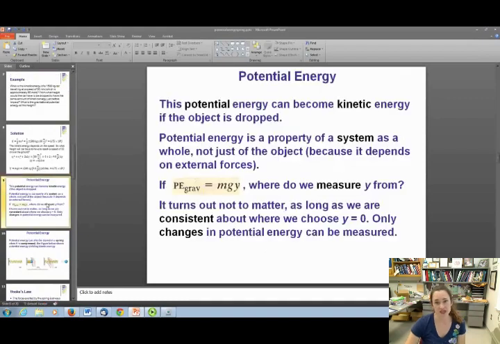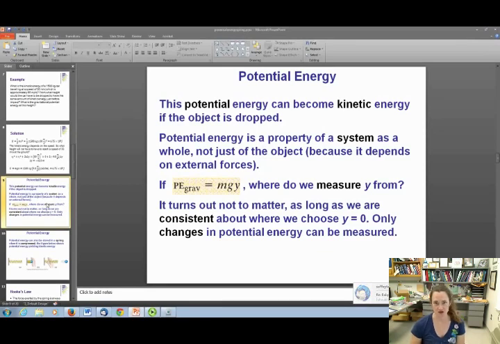So potential energy can become kinetic energy if the object's dropped. Potential energy is a property of a system as a whole, not just the object, because it depends on the external force, which is gravity, right? And like I said, it doesn't matter so much where you measure y from as long as you're consistent, okay? As long as you choose your origin for your problem and stick with that origin, you're going to be okay. It turns out not to matter also if your potential energy mgh goes negative.